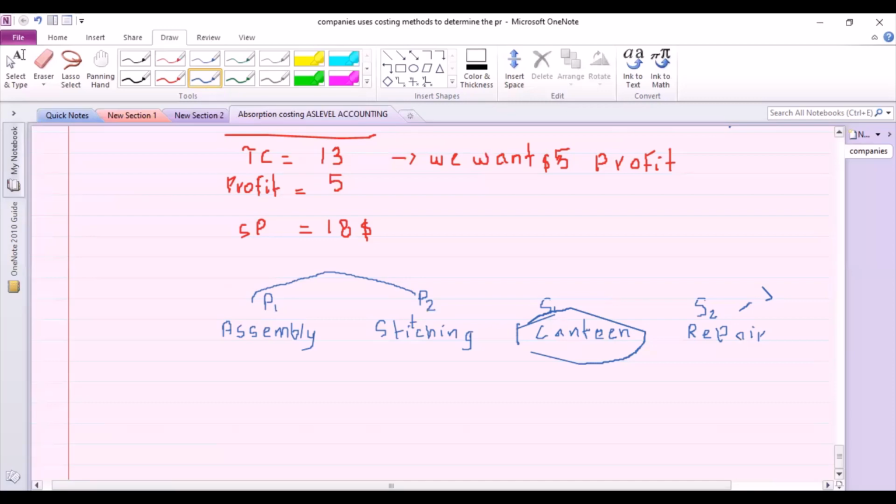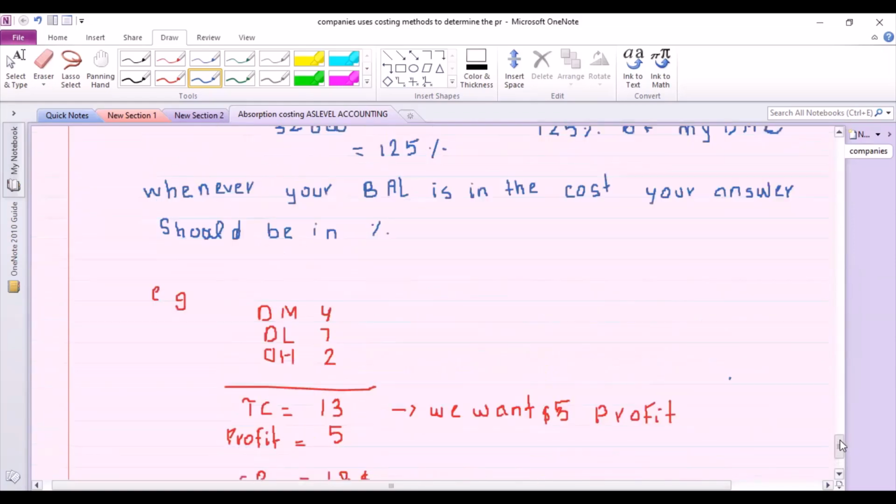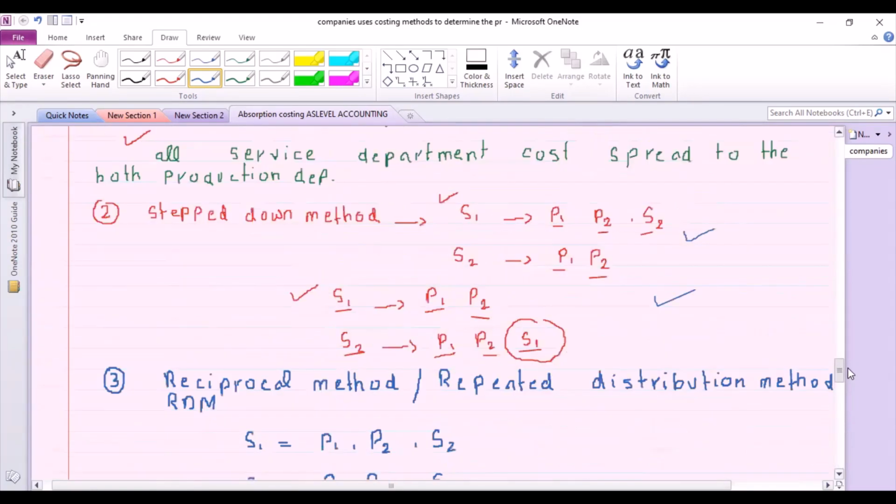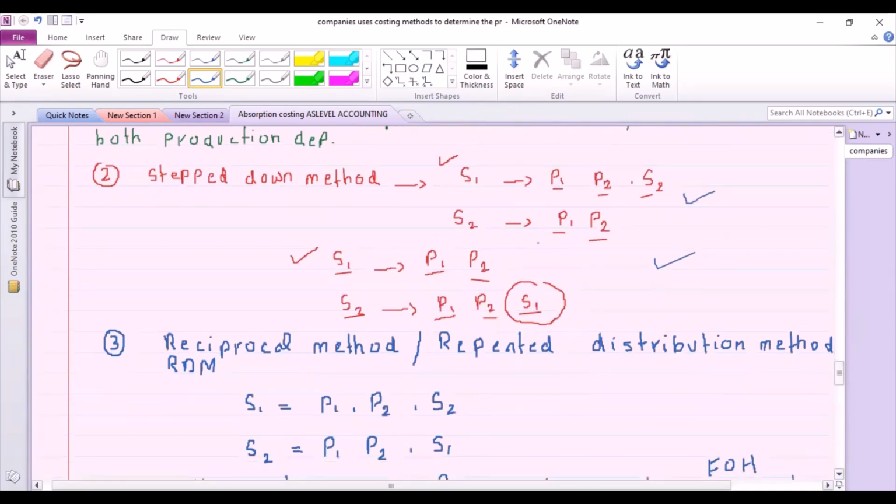So this is the case. This is happening in the step down method and in the reciprocal method also. Okay, so this is our step down method in which maybe S1 or maybe S2 is sharing its fixed overhead cost to the other one, but only one service department will do that.